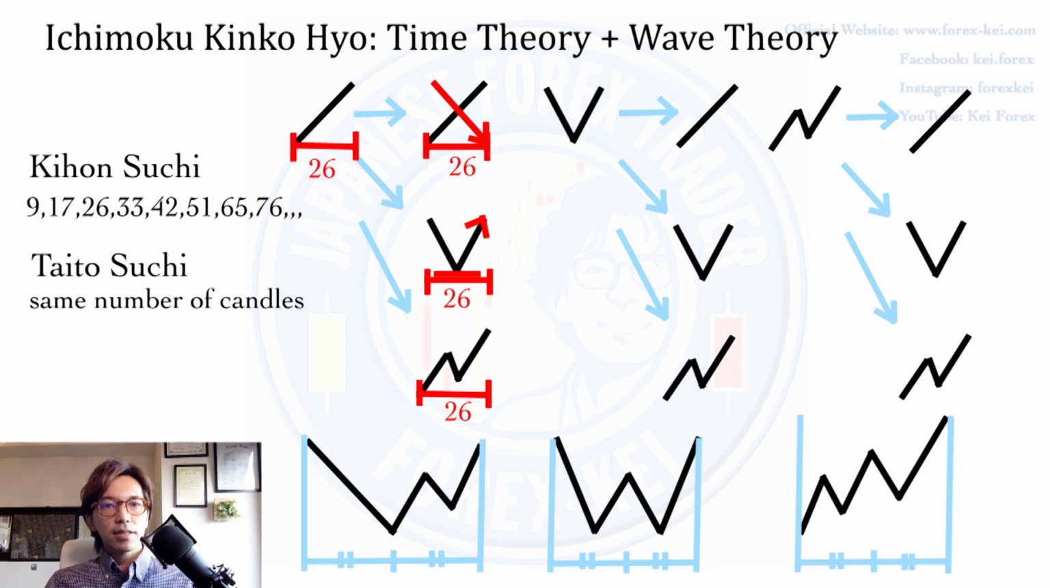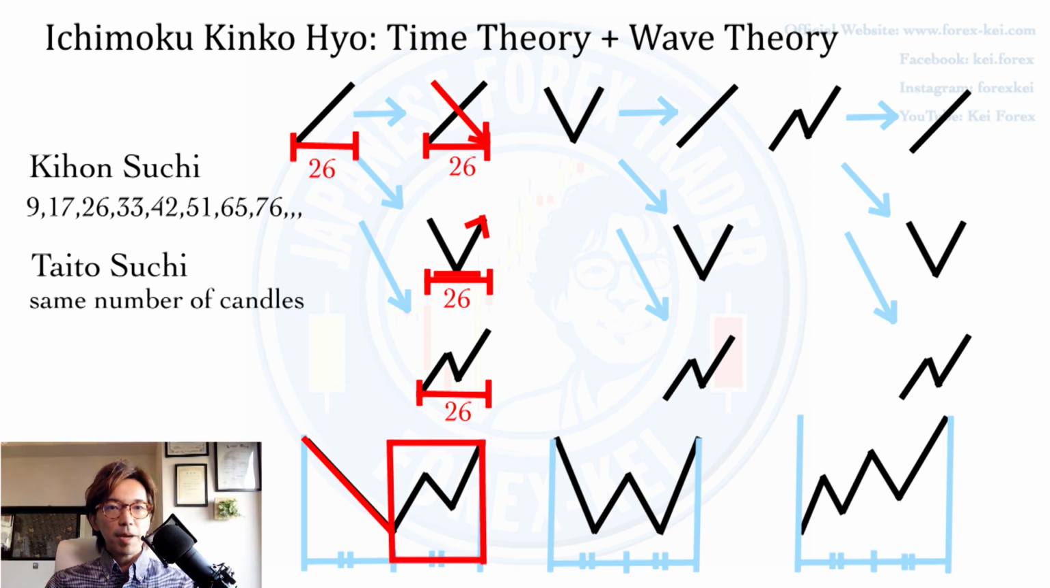So look at the drawing at the bottom. One of the examples can be like this. The price keeps going down with one of the Kihon Suchi, 9, 17, 26, 33, things like that. And after that, the market goes up with the same number of days, the same number of candlesticks, with an N wave like this.